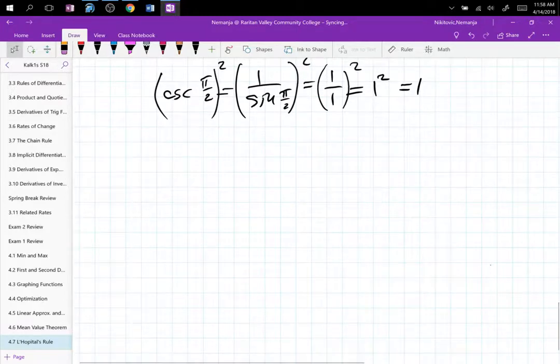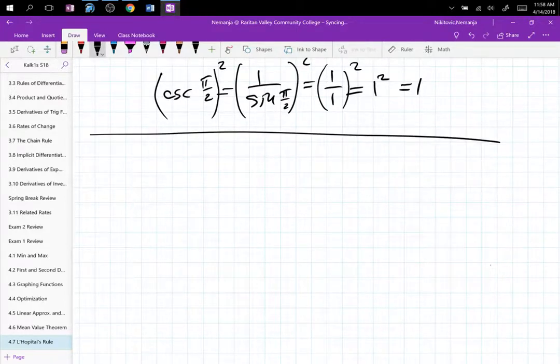Let's start the new notebook, but we can maybe contain it on a new page. We'll see. Infinity minus infinity. What was the goal? Goal is to get 0 over 0 or infinity over infinity. Right? That's the goal.